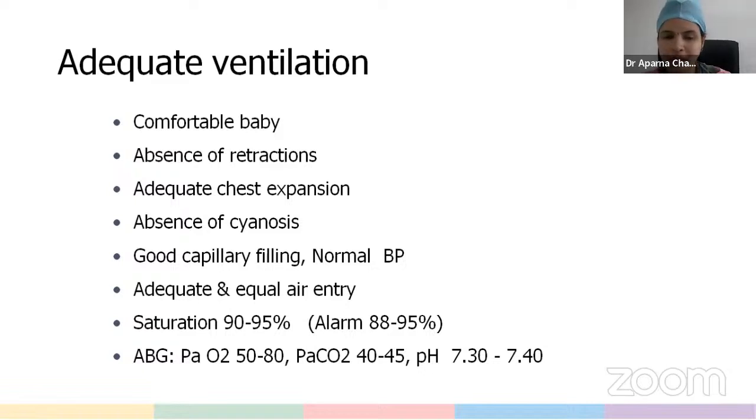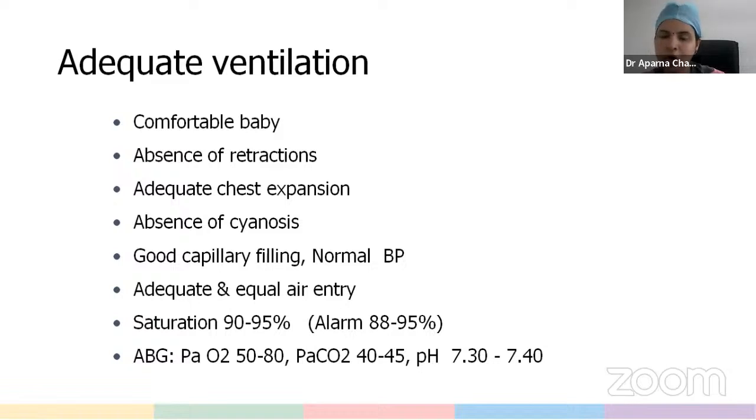What do we mean by normal ABG? The pH must be in the normal range, 7.35 to 7.45. You may accept up to 7.3 also. PaO2 in a preterm baby 50 to 70, in a term baby 60 to 80 millimeters of mercury.